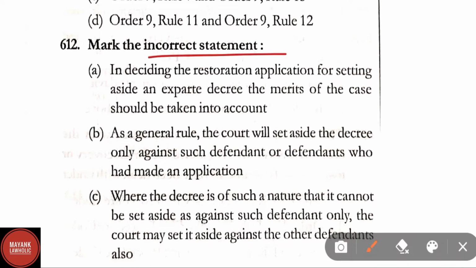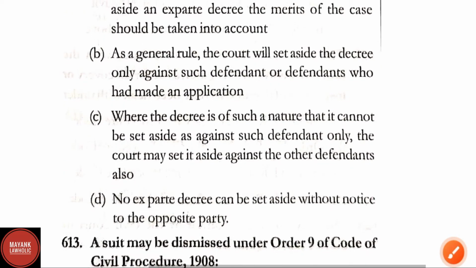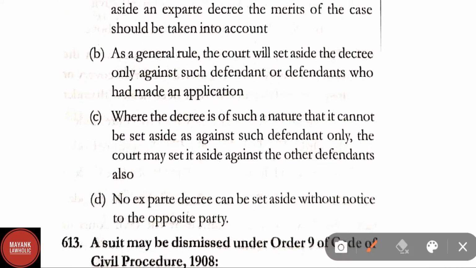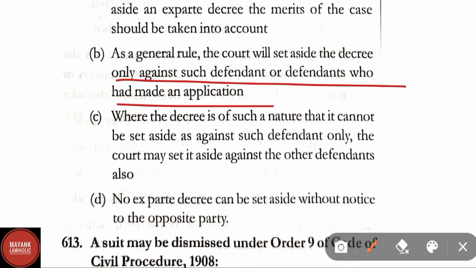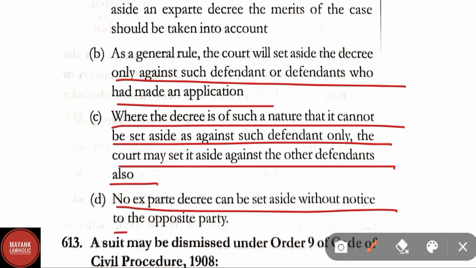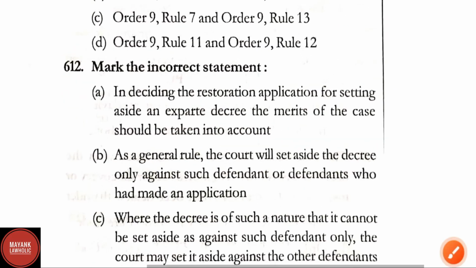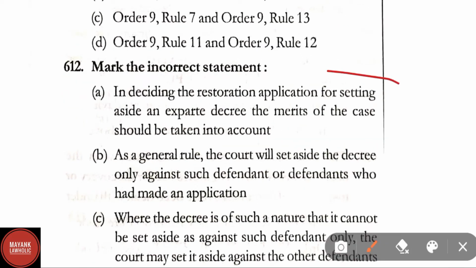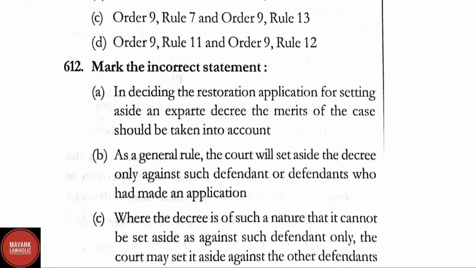Option A: In deciding the restoration of application for setting aside an ex parte decree, the merits of the case should be taken into account. B: As a general rule, the court will set aside the decree only against such defendant or defendants who has made an application. C: Where the decree is of such nature that it cannot be set aside against such defendant only, the court may set it aside against the other defendants also. D: No ex parte decree cannot be set aside without notice to the opposite party. Here in this question it has been asked which of the following is incorrect. Option A is incorrect. Therefore, it will be the right answer.